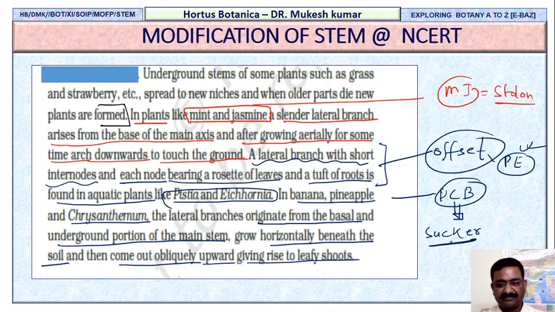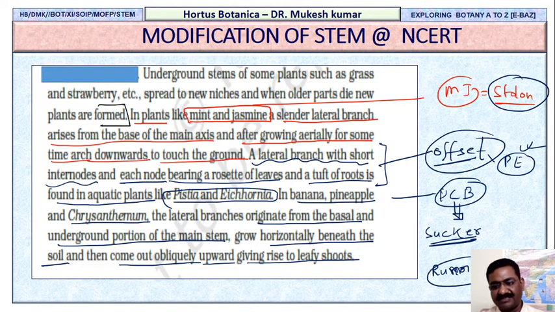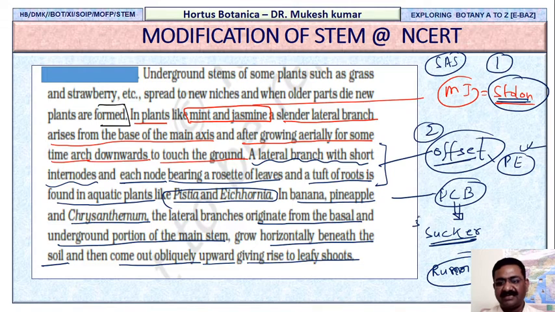This is the sucker, this is the stolon, this is the offset, and what is not given? That is the runner, because runner is a very common one. Is it clear? So mind well, in our NCERT three modifications of sub-aerial stem are given: one, stolon; second, offset; and third, sucker. Example of sucker, PCB. Example of offset, you all know, Pistia and Eichhornia. An example of stolon is Michael Jackson, mint and jasmine. Is it clear? Right.